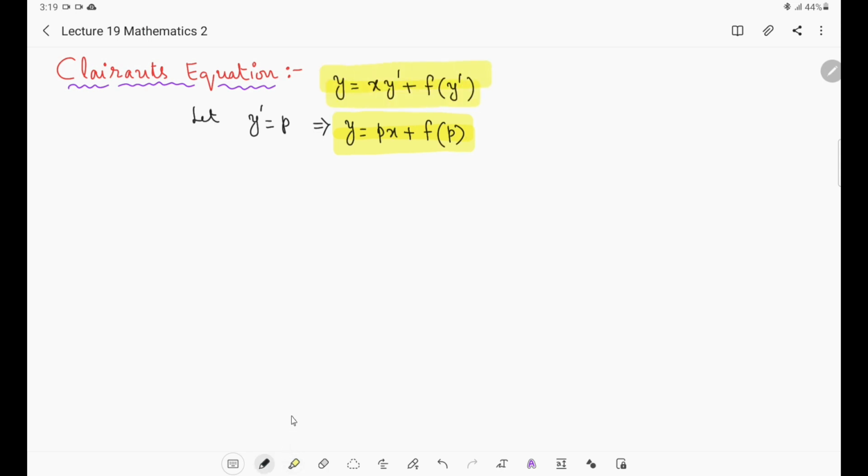Now in the examination, how to identify that the given question is related to Clairaut's equation? The simple thing is, if p is given in the differential equation, you have to understand that the problem is related to Clairaut's equation, or the equation must be of this form: y equals x into y dash plus f of y dash, where y dash is the derivative of y with respect to x.